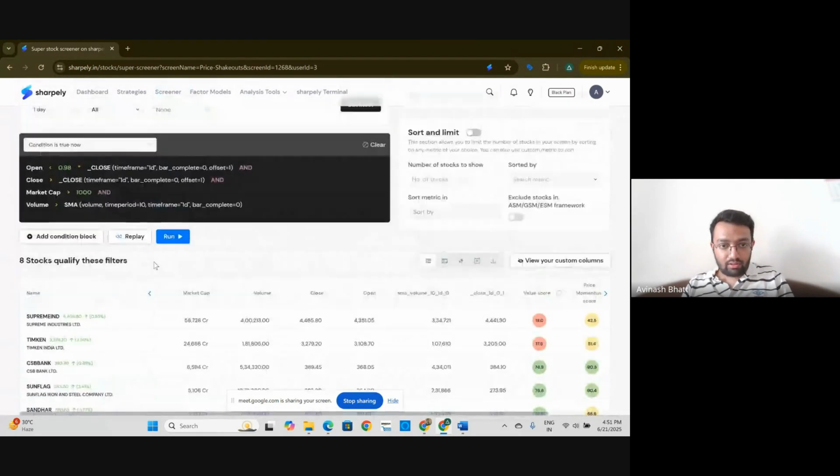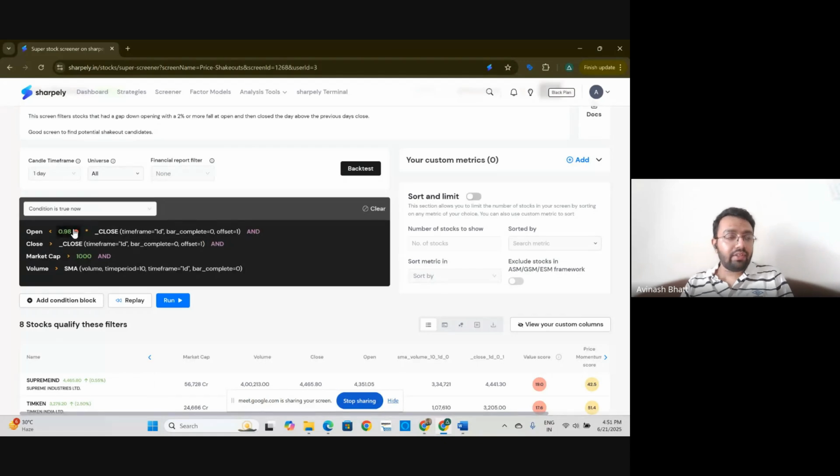So what we are doing here is we are focusing on those stocks where a gap down opening has happened. So today's open should be less than at least by 2% compared to the previous close. So if the last close is 100, we are focusing on where the open was at 98, and then the close should be above the previous close.